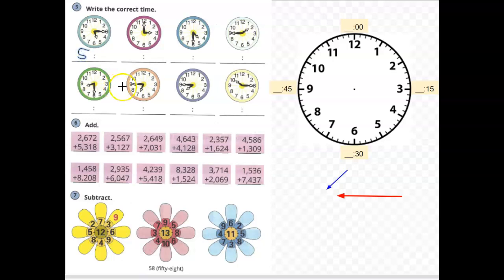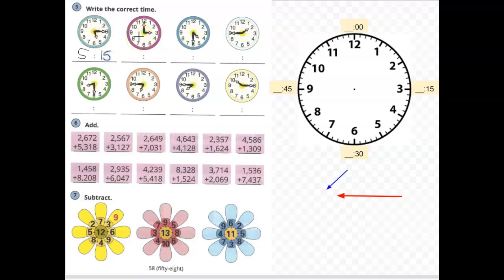Okay. And our minute hand is pointing to the 3. Now our minute hand pointing to the 3 means what? 15. Okay, so it means our minutes are 15. Okay, so it's 5:15.